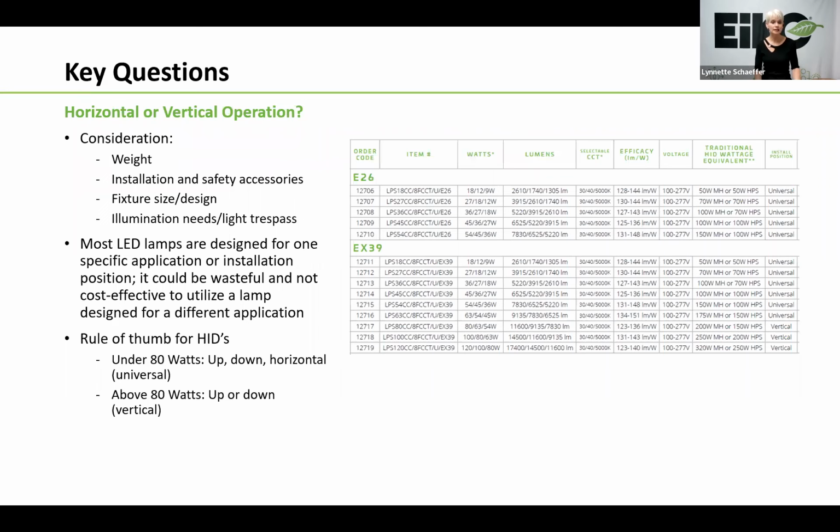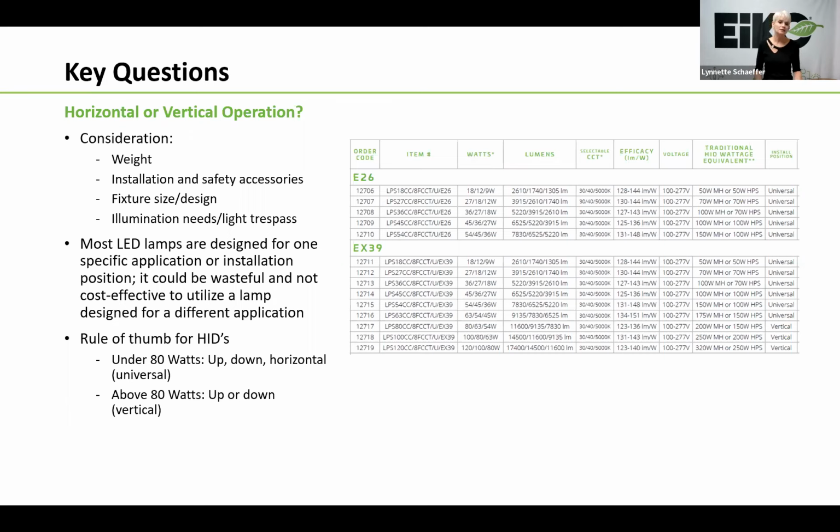Now, generally, LED lamps can be installed in any configuration. However, it's not recommended. So, horizontal versus vertical operation. The reason I say this is because we manufacture lamps meant for certain applications. And so in some cases, you want to be able to mount that lamp in the position that it was designed to be put in, right?